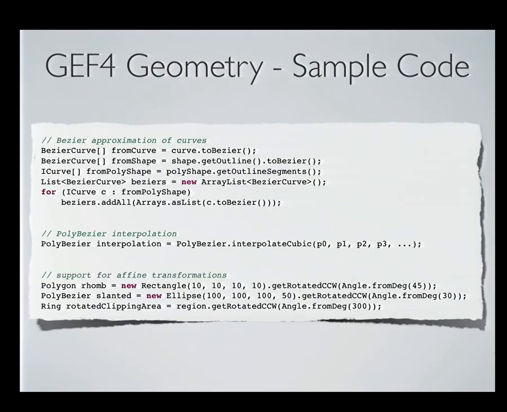Just to give you an impression of what the source code looks like, this is just a glance. I don't want to go into the details, but just to show you that these abstractions are built to interact well with each other. So you can query each shape for its outline. You can approximate all curves as Bezier curves and so on. We have means for interpolation of cubic curves and so on.